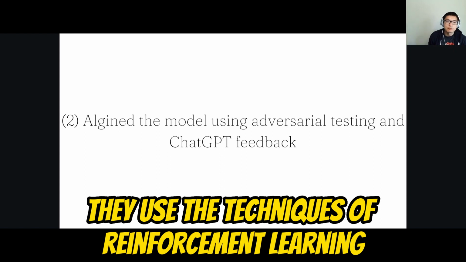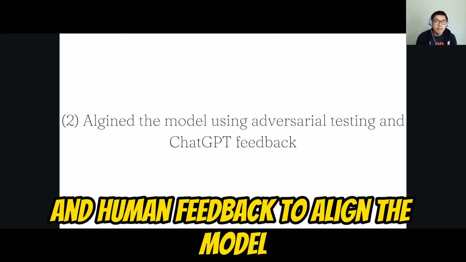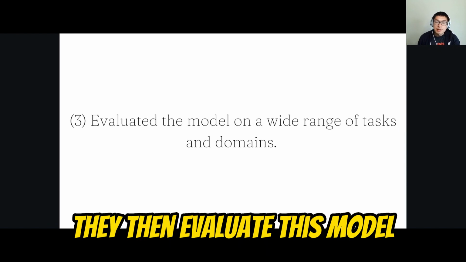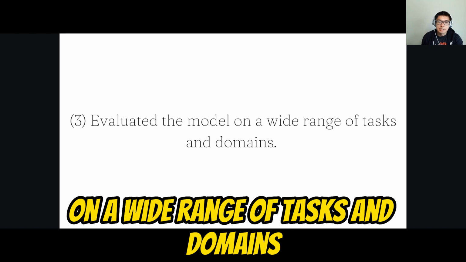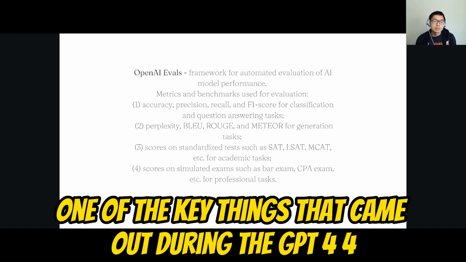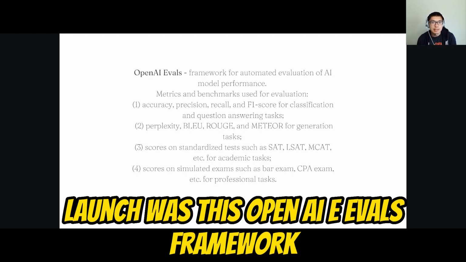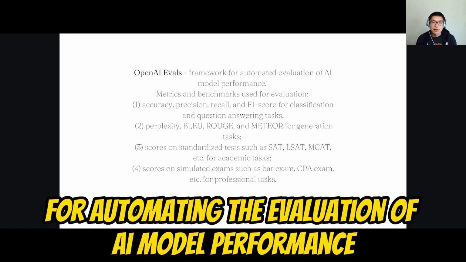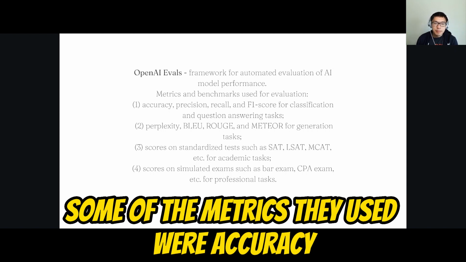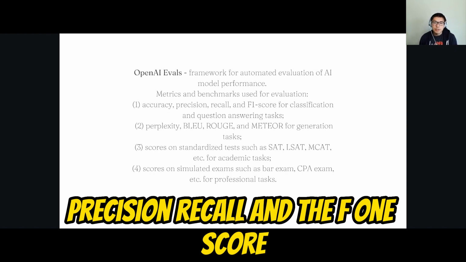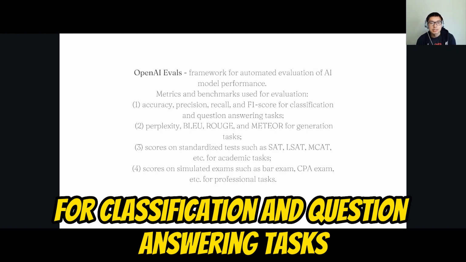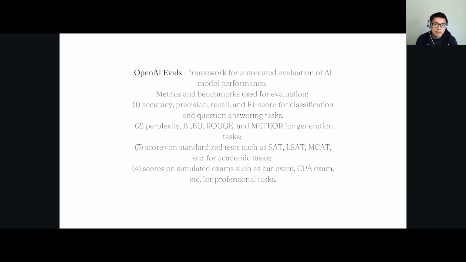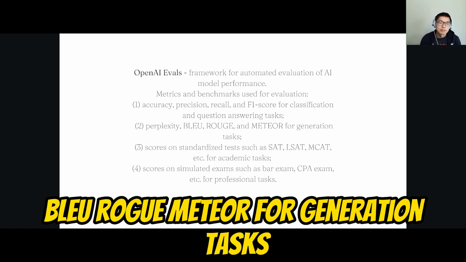They used the techniques of reinforcement learning and human feedback to align the model using adversarial testing and ChatGPT feedback. They then evaluate this model on a wide range of tasks and domains. One of the key things that came out during the GPT-4 launch was this OpenAI evals framework. This open source framework provides several tools for automating the evaluation of AI model performance. Some of the metrics they used were accuracy, precision, recall, and the F1 score, for classification and question answering tasks. They also made use of other metrics like perplexity, BLEU, ROUGE, and METEOR for generation tasks.